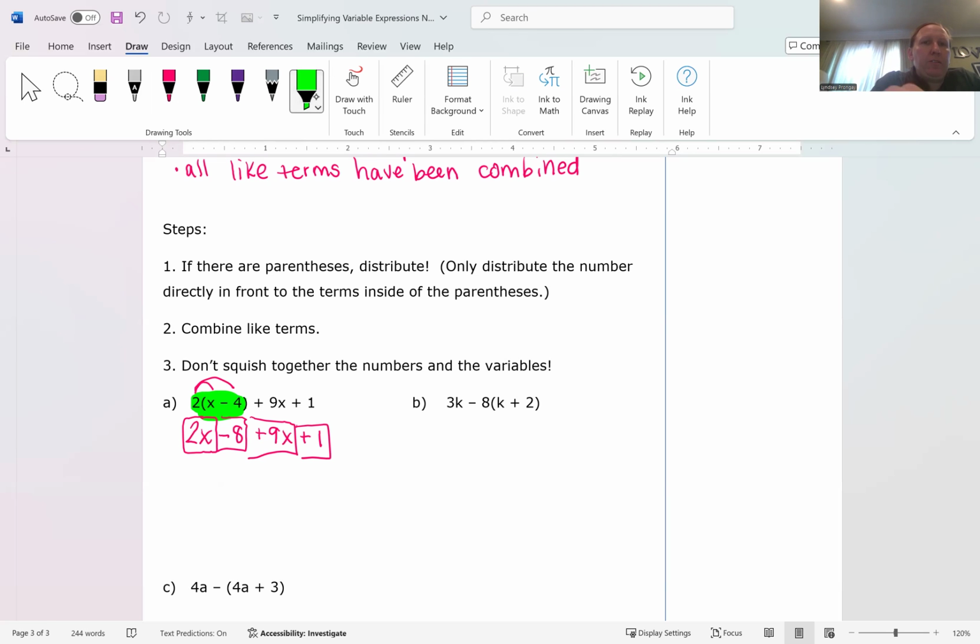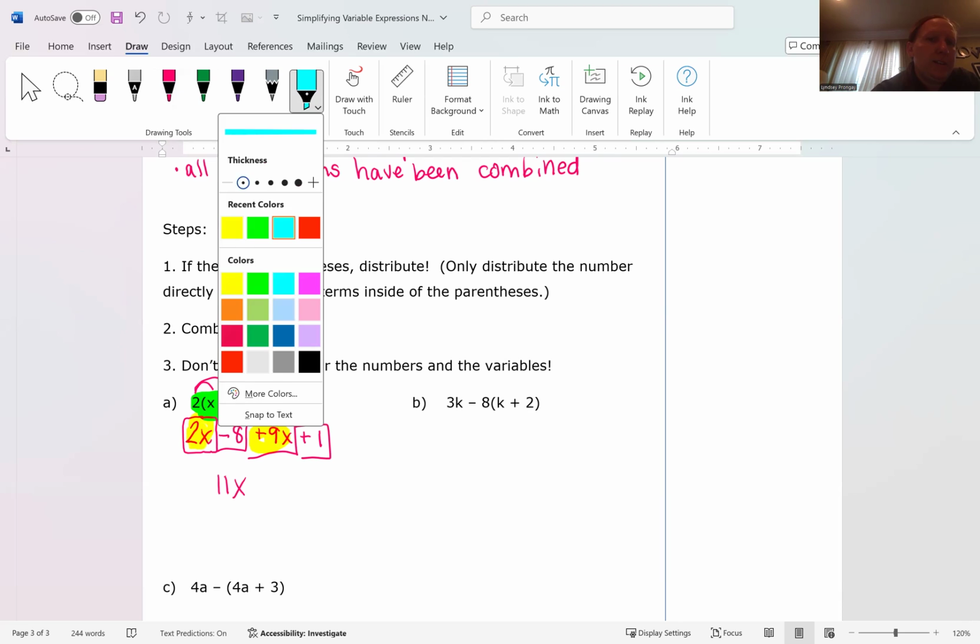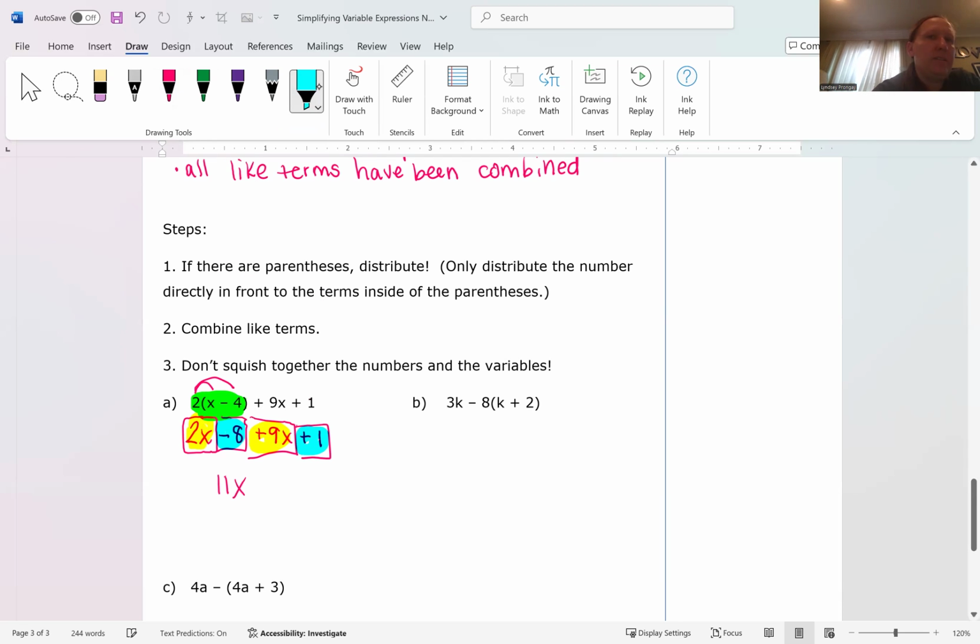Okay, we have our x's. So 2x plus 9x is going to give us 11x. And then negative 8 and a positive 1. Negative 8 plus 1 is a negative 11. Sorry, negative 7. Don't know where that came from. And negative 7, so we would write minus 7. Also acceptable, negative 7 plus 11x, but I tend to put my variable first. So I'm going to do that one. So 11x minus 7. So we distributed the 2 of the parentheses and then combined our like terms together.